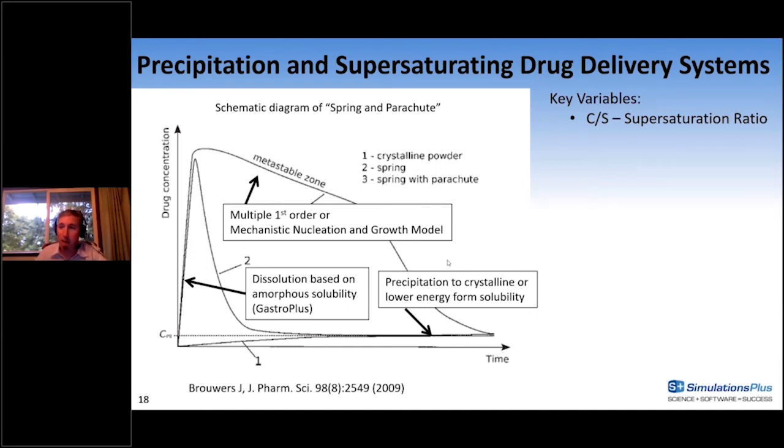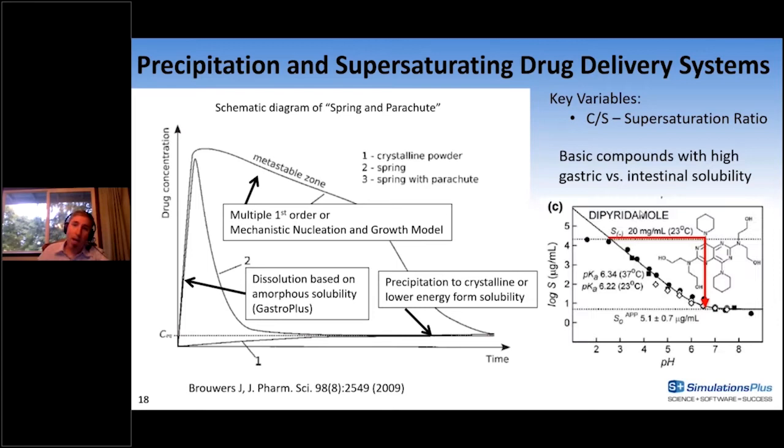That's probably going to come up in the future version 7 of the software, but it'll be a key improvement that we make in the next version of DDDPlus. The key variable for precipitation is the C/S or supersaturation ratio. Basic compounds with high solubility in gastric, when they're transferred to the intestinal pH, I should say, and the solubility at intestinal pH, you see a high level of supersaturation and precipitation.